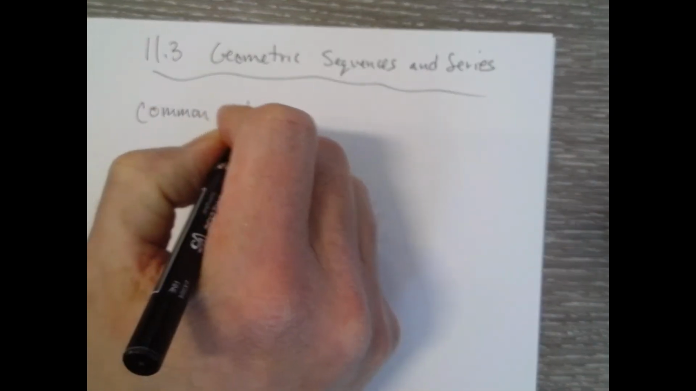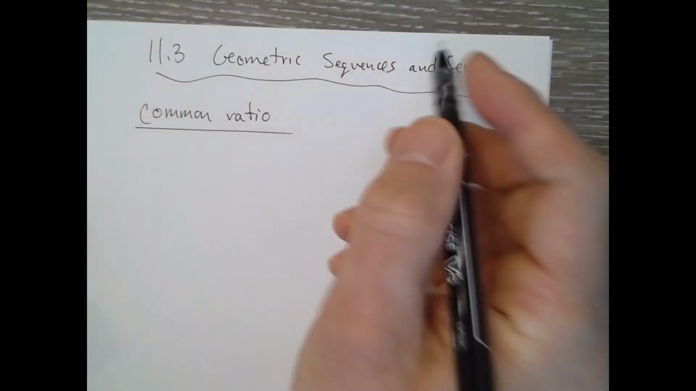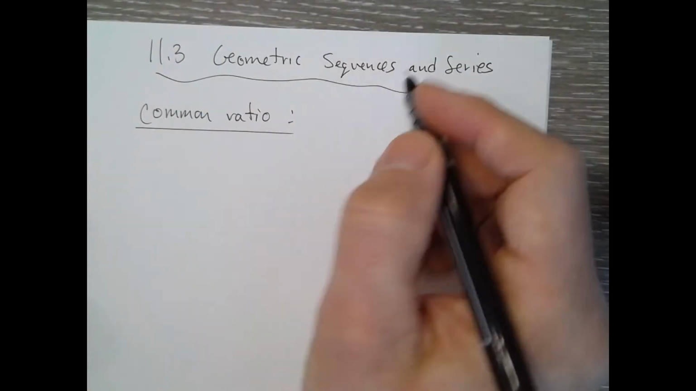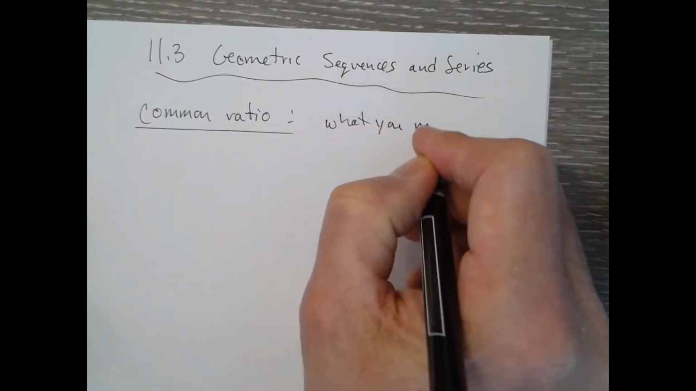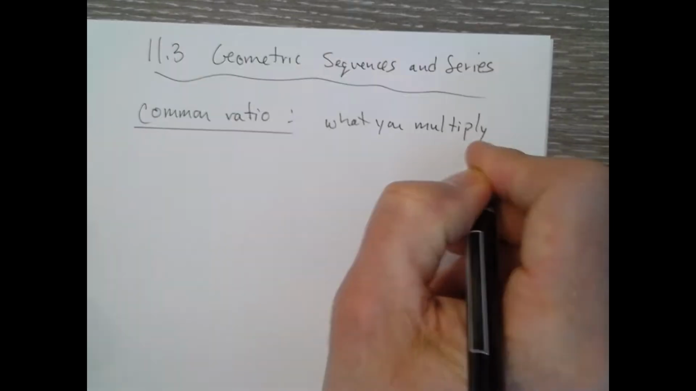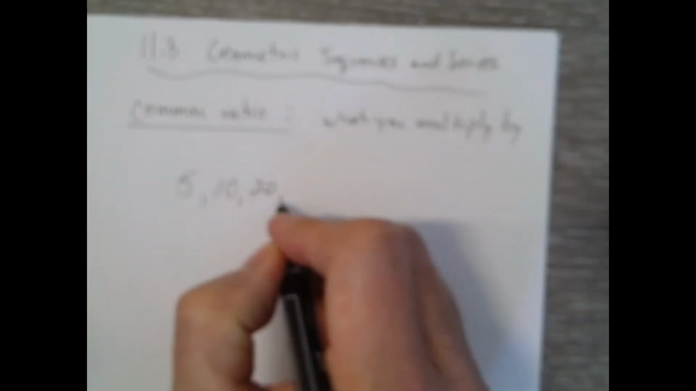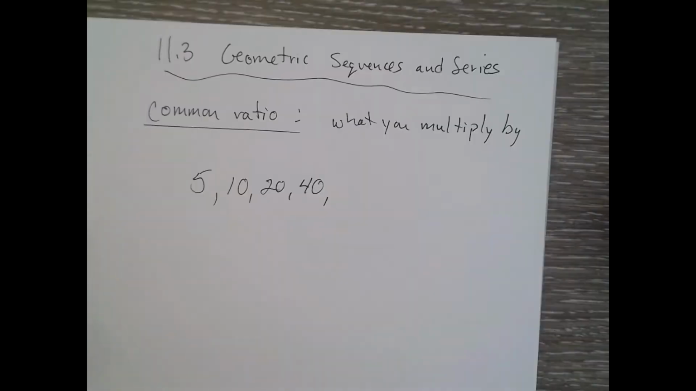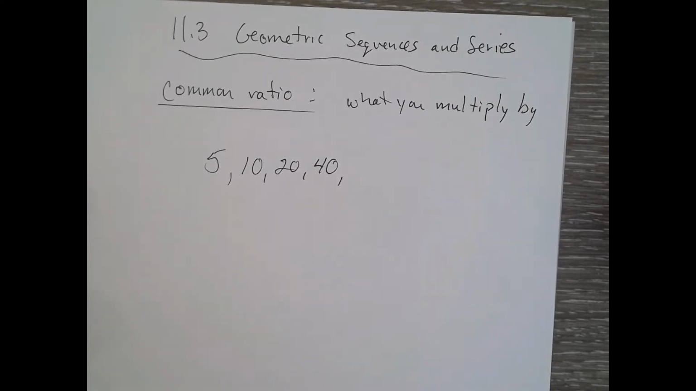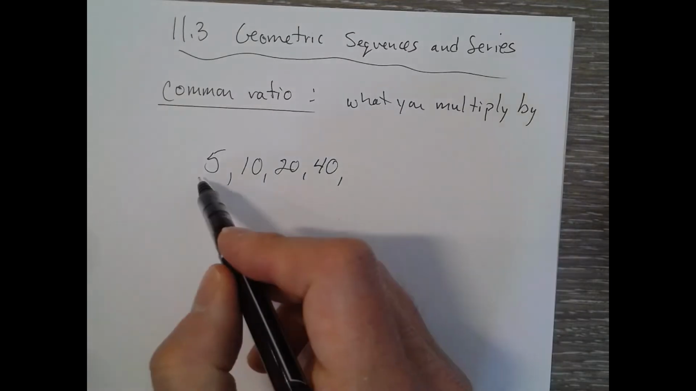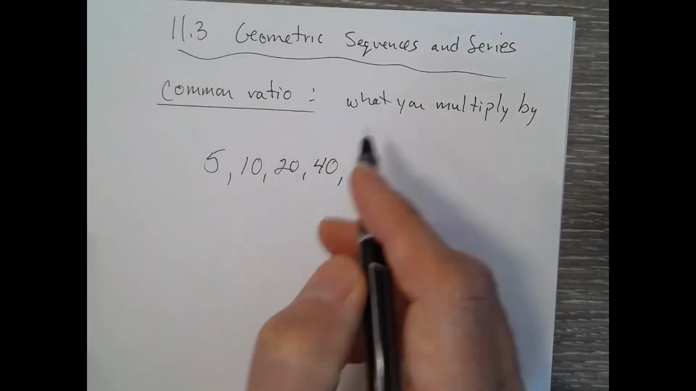We've already been working with this a little bit from 11.1. Common ratio, it's what you multiply by. So I have 5, and then 10, and then 20, and 40. What's my common ratio here? 2. Very good.